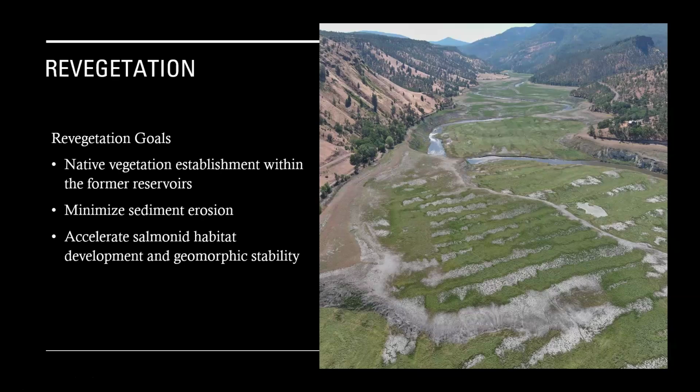Okay. So the picture on the right is drone imagery that I took in June 2024 just to show how green the vegetation is now. The revegetation goals were to go in and plant native vegetation in these former reservoirs to minimize sediment erosion and to help salmon habitat development and geomorphic stability.